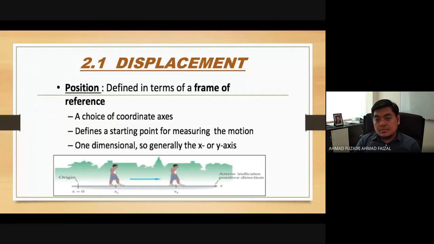Motion involves the displacement of an object from one position in space and time to another position. To explain this motion, we require a coordinate system with a specific origin. Position can be defined in terms of one frame of reference. It is a choice of coordinate axis that will define a starting point for measuring the motion. In this chapter, we focus on one-dimensional motion only. So you may choose your motion either along the x-axis or y-axis. For example, an athlete walks along the x-axis as shown in the figure.